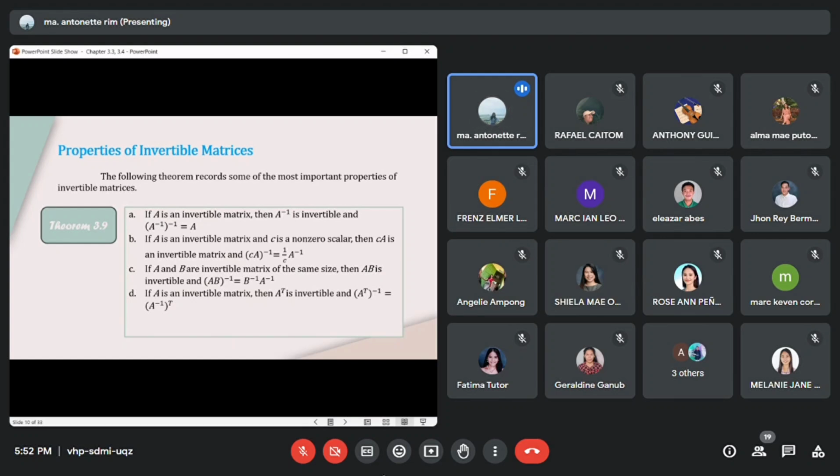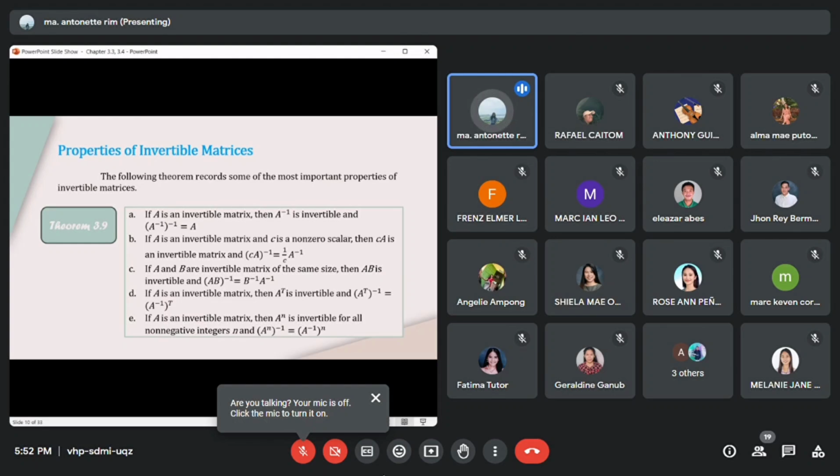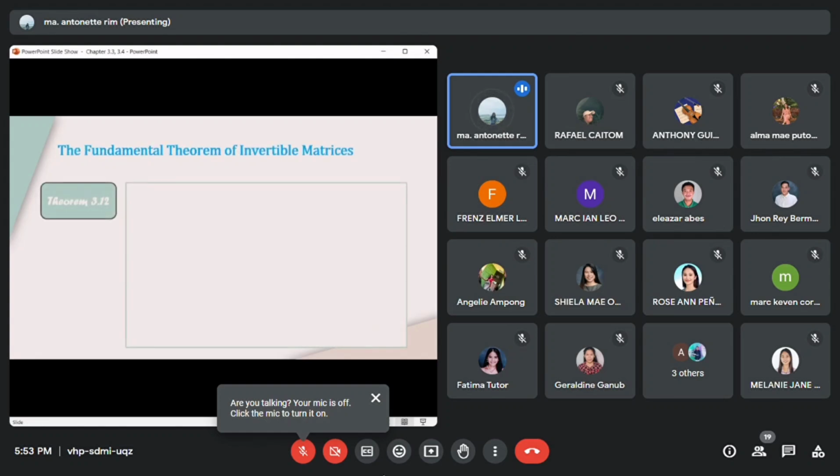So, if A is an invertible matrix, then A raised to the power of n is invertible for all non-negative integers, and the inverse of A raised to the power of n is equal to A inverse raised to the power of n. So, these are the fundamental theorem of invertible matrices. Let's try to remember these theorems.